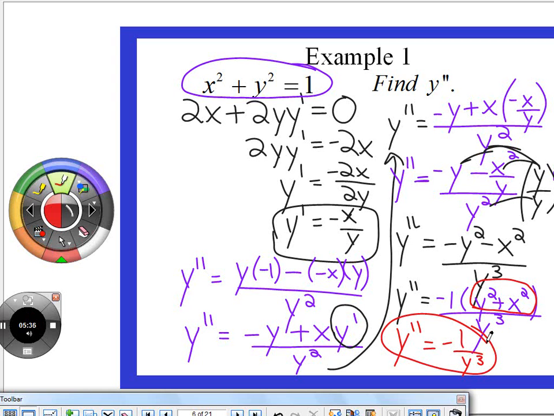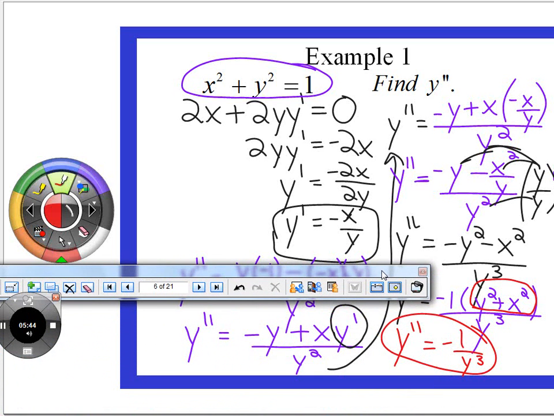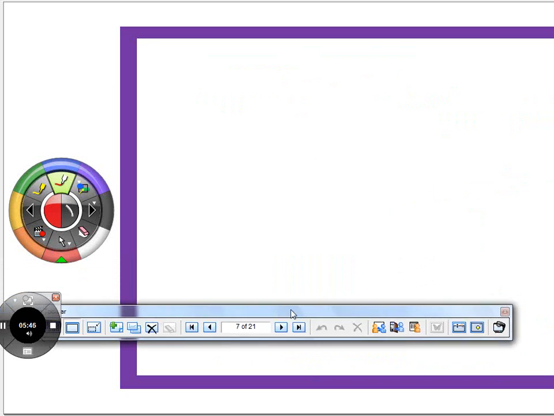And that would be it for that example. Next example is, let's say, an application of motion. So let's say we've got a function.